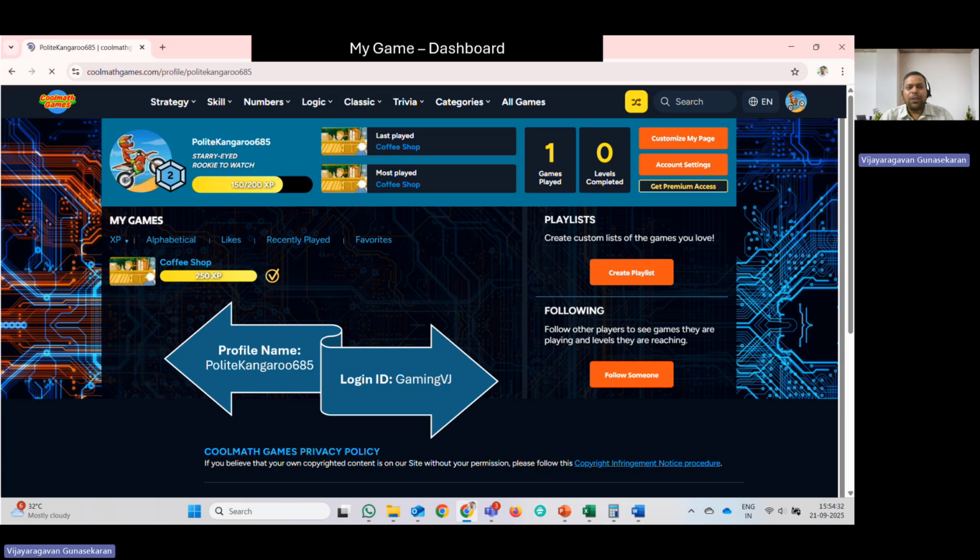Here you can see my game dashboard. This slide is a dashboard for the Cool Math Games platform. My login ID is Gaming VJ and my profile name is Polite Kangaroo 685. You can find it from here. And I have already played a coffee shop game, which was for the previous presentations, that business case study game that we have done earlier. That's the only game that I've played so far. Now I'll be playing the game of Lemonade next.